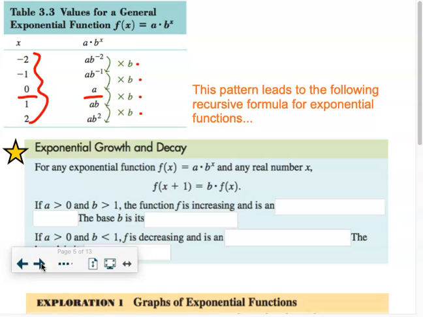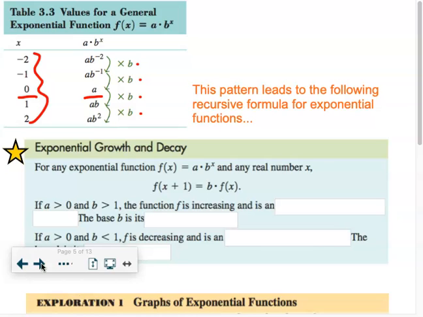Exponential growth and decay. For any exponential function f of x equals a times b to the x and any real number x, if you need the next term, so not f of x, but f of x plus 1, all you have to do is take that base times what you had for an answer for y. And that recursively explains what's really going on in this table. You just keep multiplying by b.